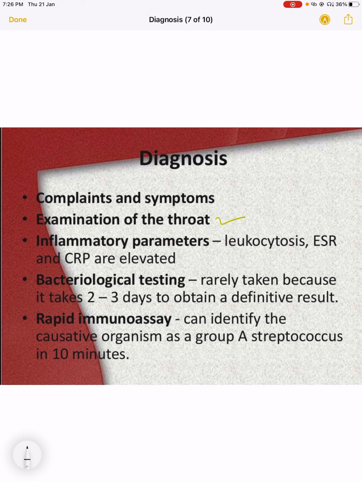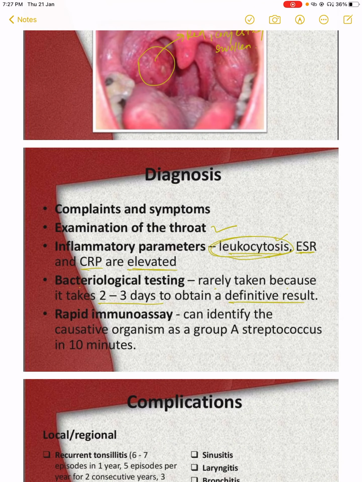Inflammatory parameters, we should check for leukocytosis, because in case of bacterial or viral infection, leukocytosis occurs. ESR, CRP are elevated. Bacteriological testing is rarely taken because it takes 2 to 3 days to obtain a definitive result. Rapid immunoassay also you can do for diagnosis.